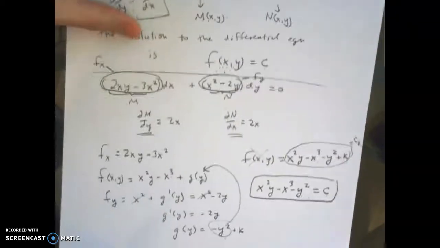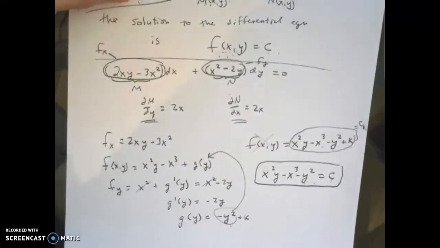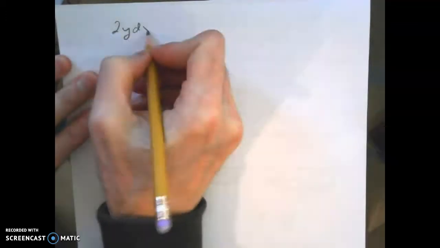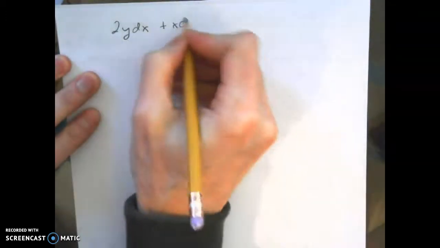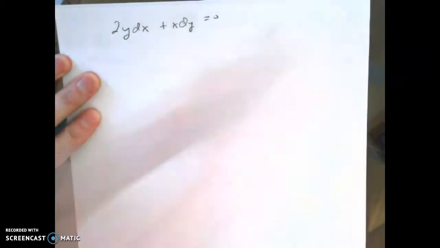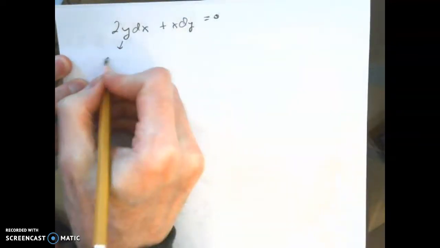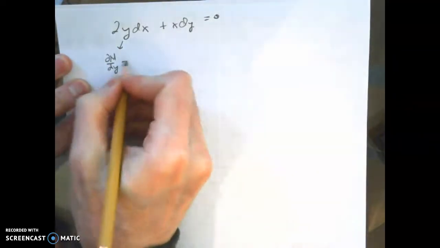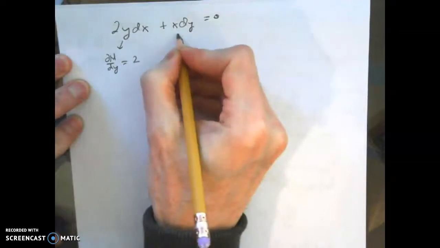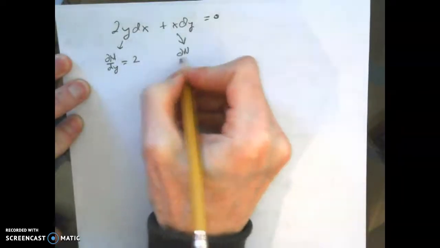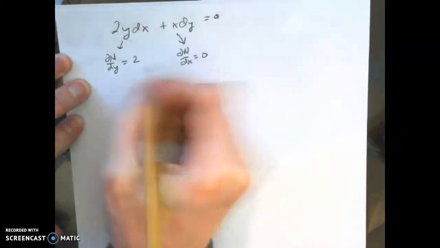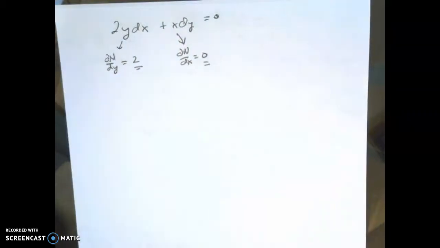And now I'm going to throw one more thing into this, because if it's not exact, sometimes we can manipulate it to make it exact. So for instance, let's say I have a fairly simple equation, 2y dx plus x dy is equal to 0. Okay, let's see if this is exact. That's our M. We want to find dM/dy, which is equal to 2. This is our N. dN/dx is equal to 0. Okay, they're not equal. This is not exact.